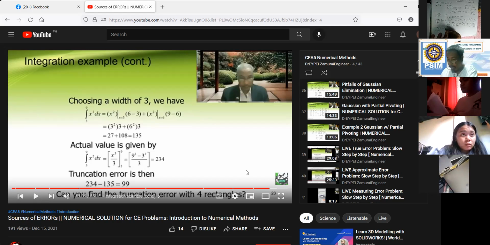Okay. So we have here what we need. Total width is 6, but we need 4 rectangles. So 6 divided by 4. So W1 is equal to W2 equal to W3 equal to W4. That is 6 over 4, that is equal to 1.5. Our width is 1.5. Okay?